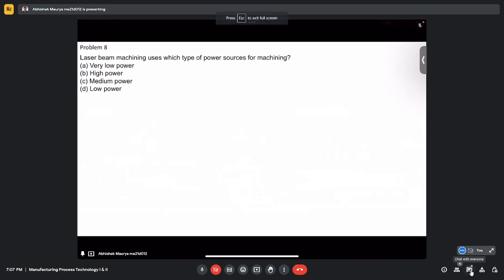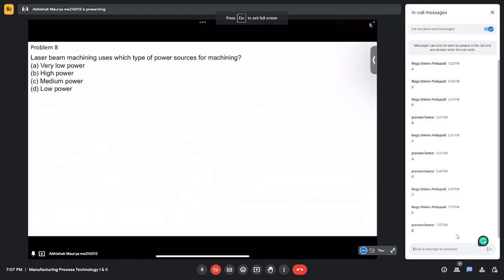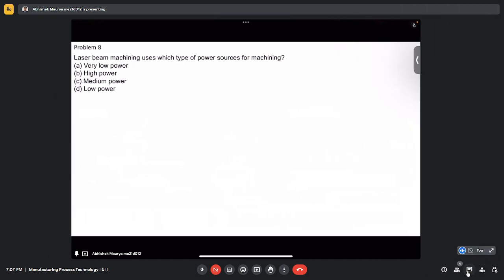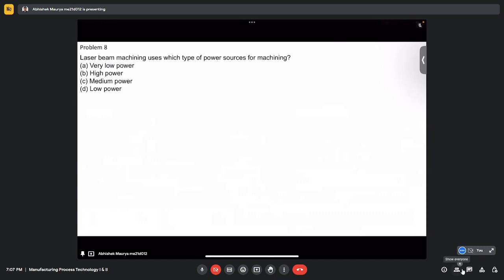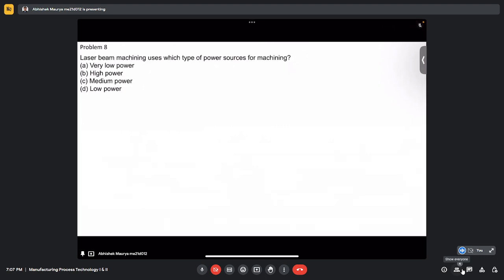Praveen, you can also give. Okay, yes, both of you have given the correct answer. Based on the energy density and the manufacturing processes, they have been divided into different zones. So I will quickly draw the same diagram.